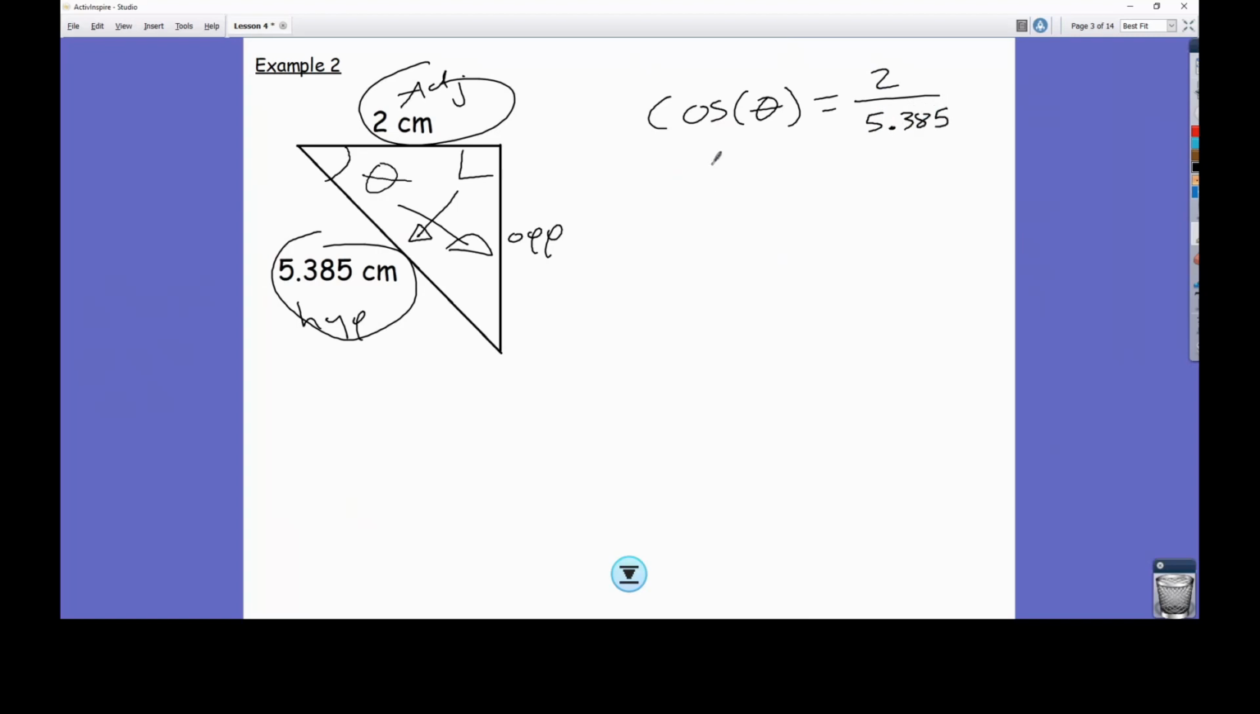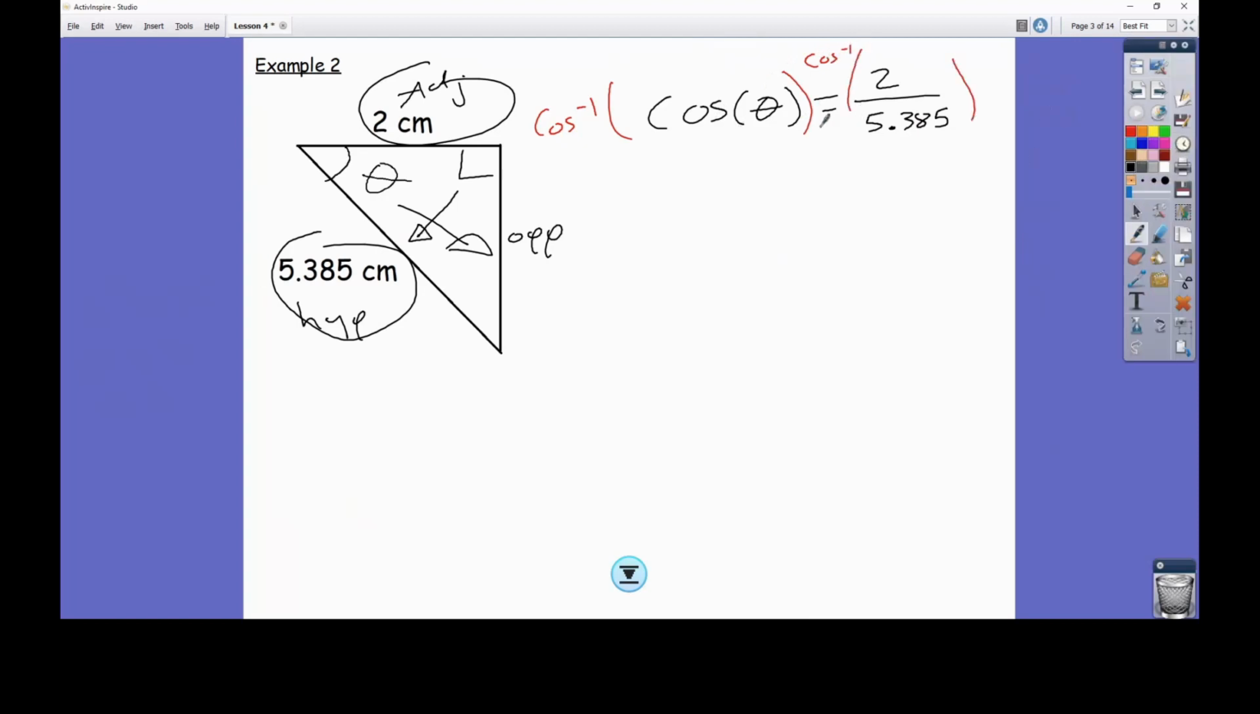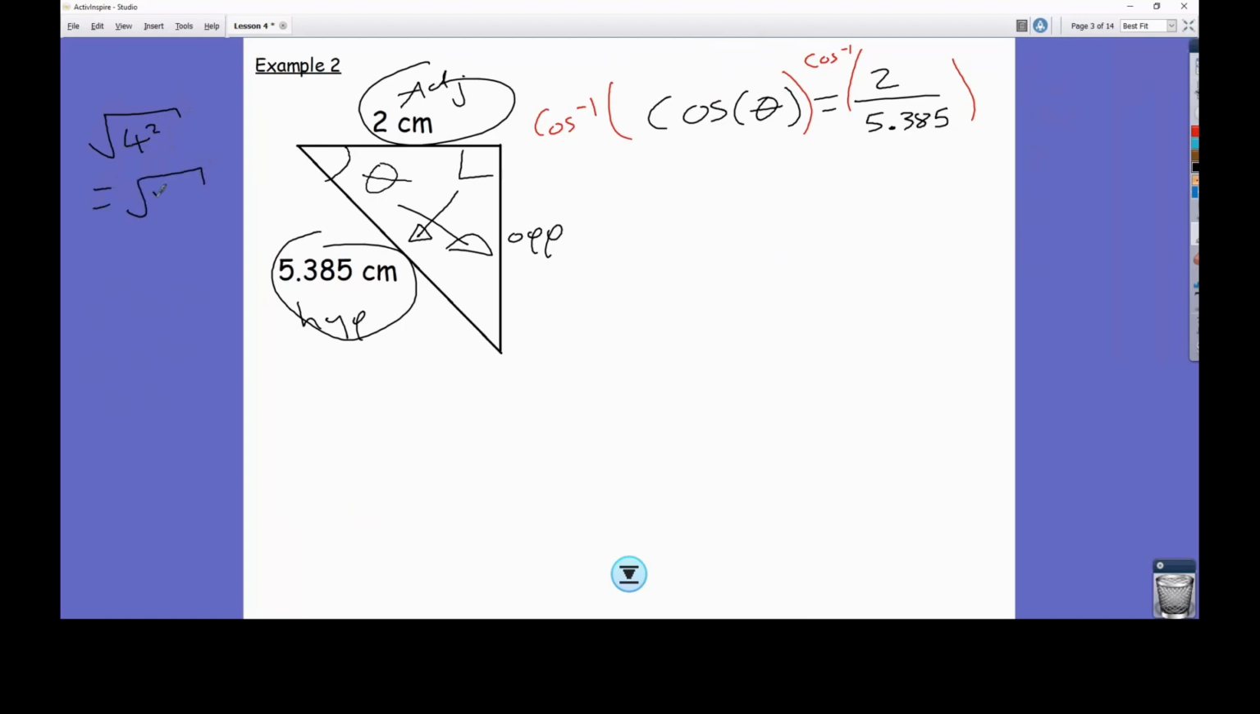5.385. And then to undo my cosine, I need to do cosine minus 1 of both sides. So really this is what I'm doing: cosine minus 1 of both sides. If you wanted to, you could write that in a different color. That's what I'm doing to both sides. And cos minus 1 of cos will essentially undo my cosine. It's the same as saying, if I've got the square root of 4 squared, what's that going to be? Well, 4 squared is 16, and the square root of 16 is 4. So you can see the square root and the square cancel out in the same way that cosine minus 1, or inverse cos, cancels with cos.